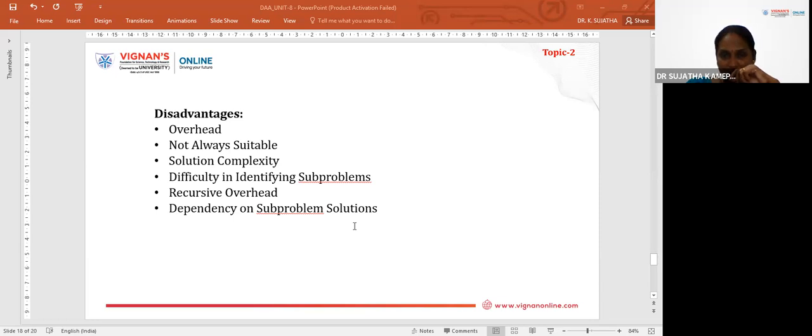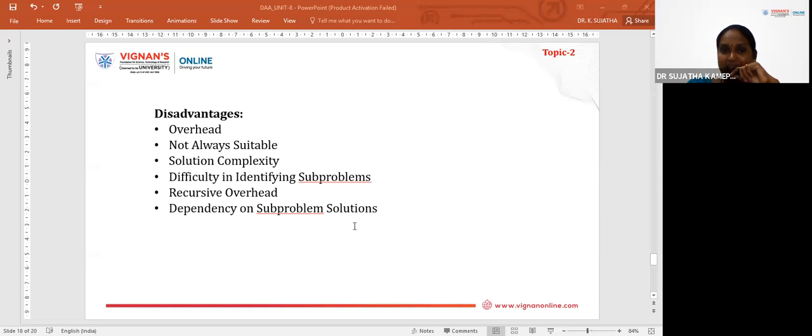Now, not always suitable. The decrease and conquer method may not be suitable for all types of problems, particularly those where the subproblems will not naturally reduce in size or complexity. Now, solution complexity. Combining solutions from subproblems may introduce complexities in the final solution, especially if the combining step is non-trivial. And difficulty in identifying the subproblems. Identifying the appropriate subproblems and determining their relationships can sometimes be challenging, leading to a less effective application of the decrease and conquer approach.